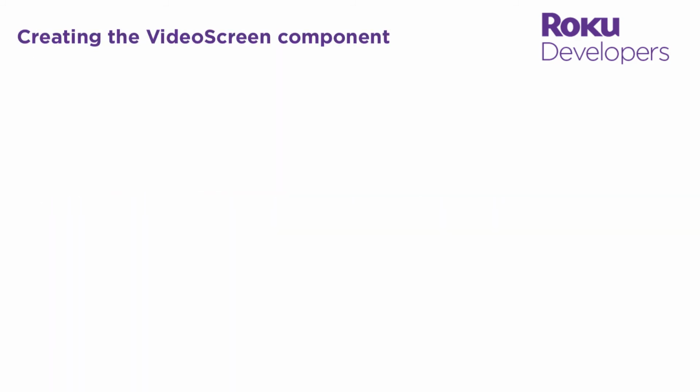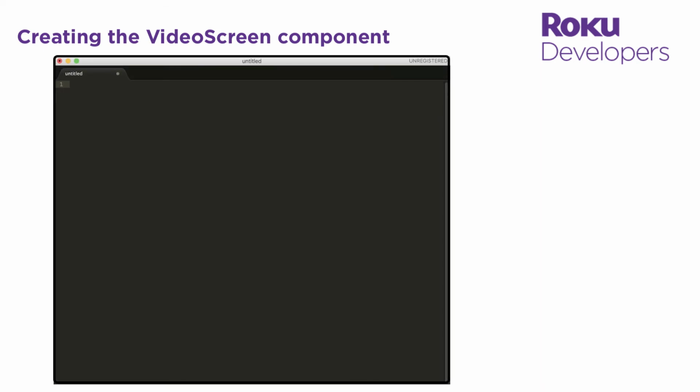To create the video screen, open a new file in your text editor or IDE and create a component named VideoScreen that extends the Rectangle component. And we'll include a reference to the Roku SceneGraph XML schema. Next, let's add a script element that points to the corresponding VideoScreen BrightScript file, which we'll create next.